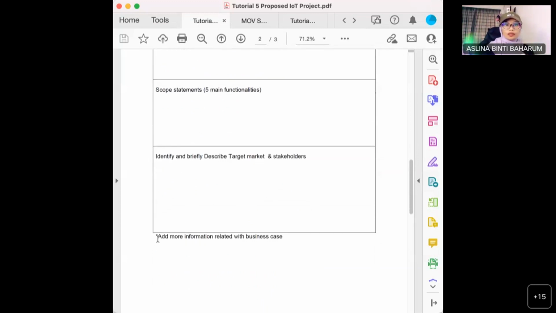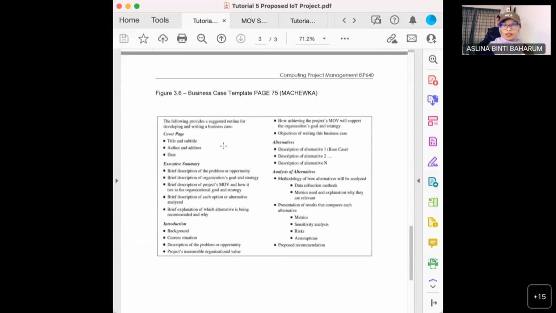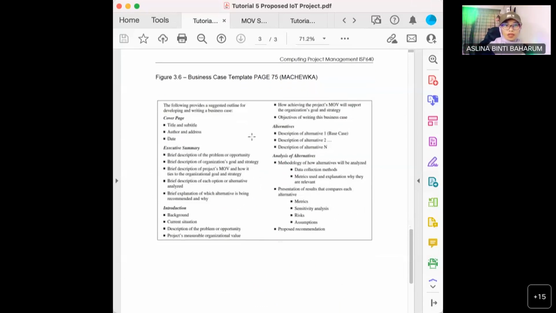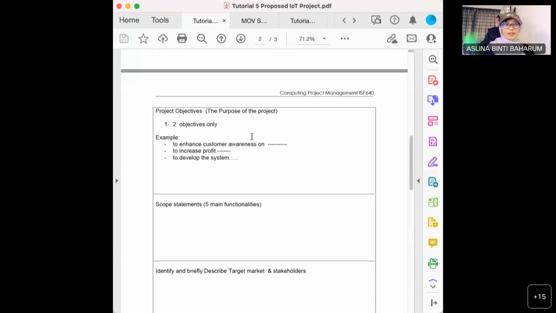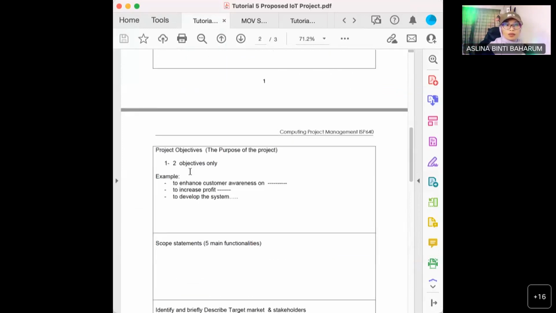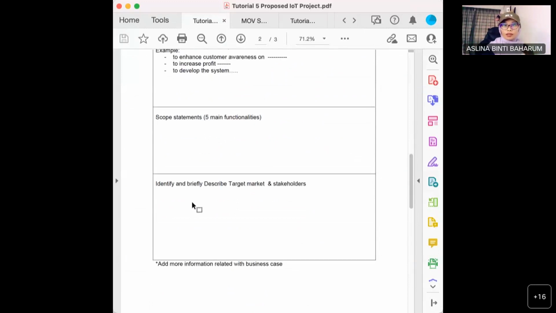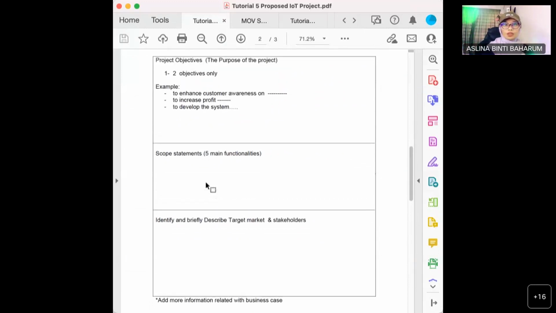So I put a note here: after this, for submission, you may add more information related to the business case following this template. It's not necessary to have all of it, but if you have all of it, you have more information to describe your project more. So for today's tutorial only, discuss among your team members your project name, current problem, objective, scope, and target and stakeholder. That's all we need to discuss for today.